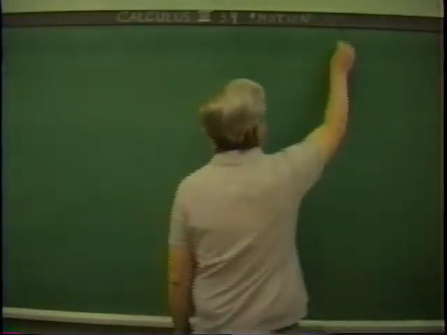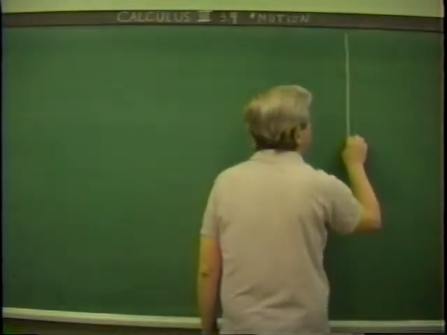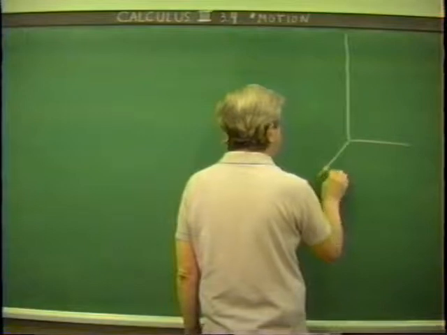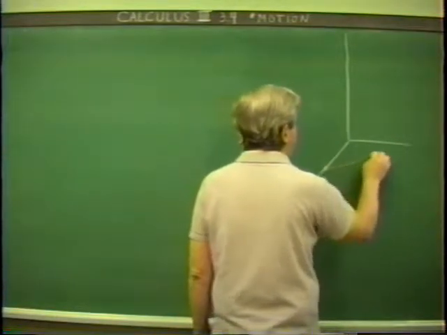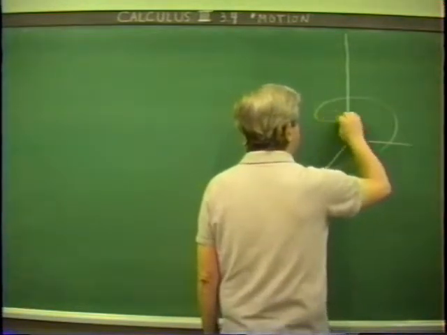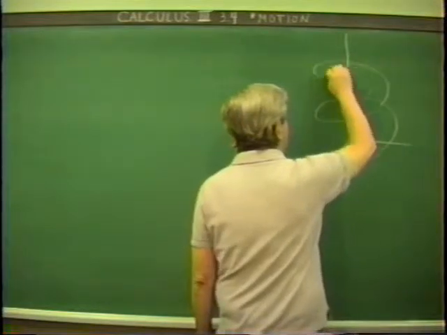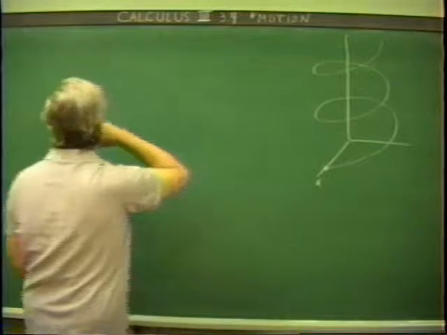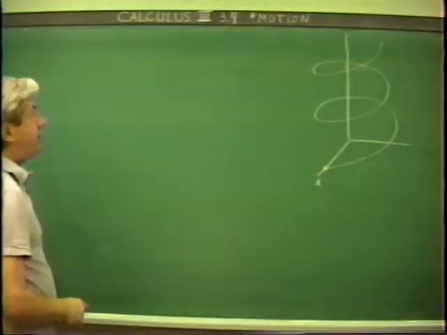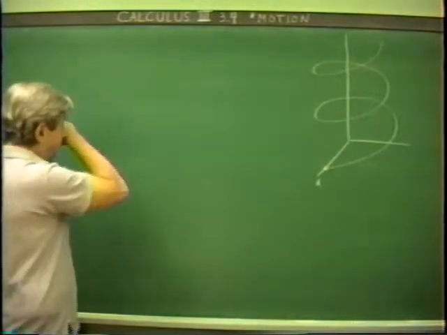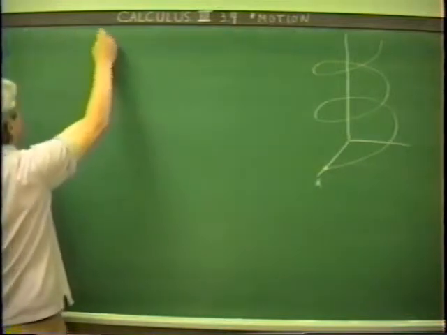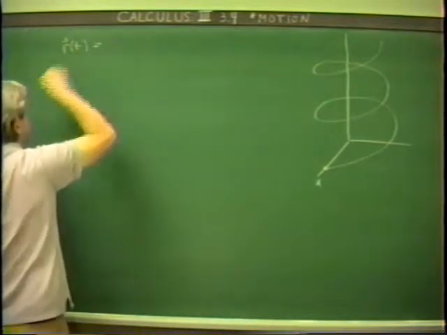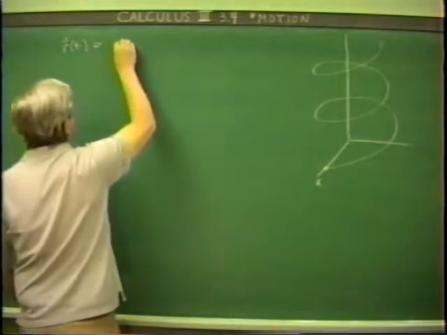Let's take a look at a specific type of motion here, in particular, spiraling motion. It begins down here on the x-axis and spirals upwards like so, right? Staying in a circular cylinder and moving upward in the positive z direction.